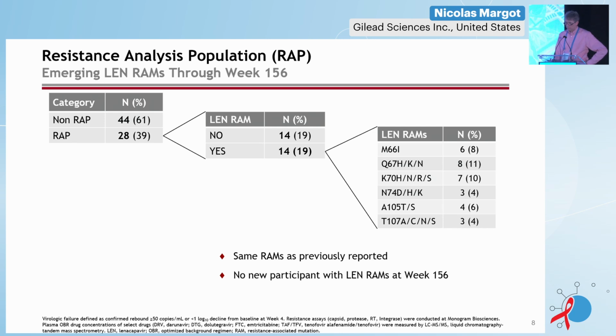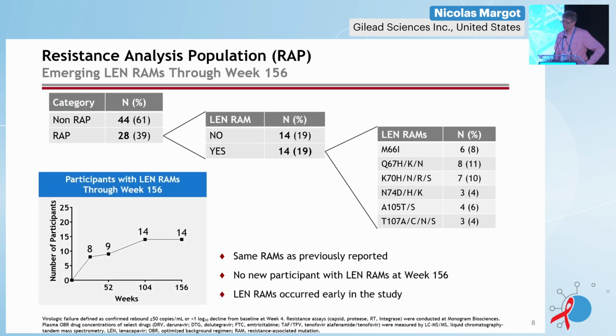They're shown on the right. We had no new participants with Len RAMs at week 156 compared to week 104, with only 2 participants for whom some additional mutations showed up. The resistance, as indicated in this graph, was really noted mostly early on in the study.